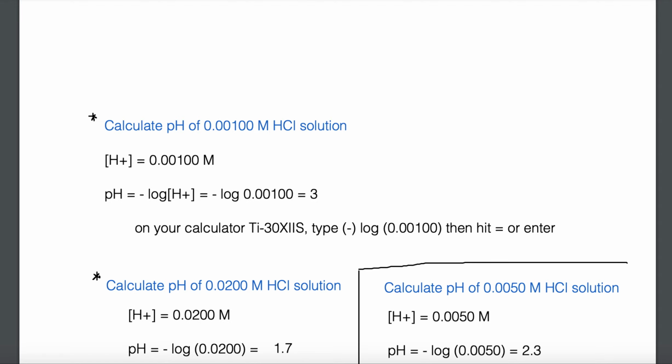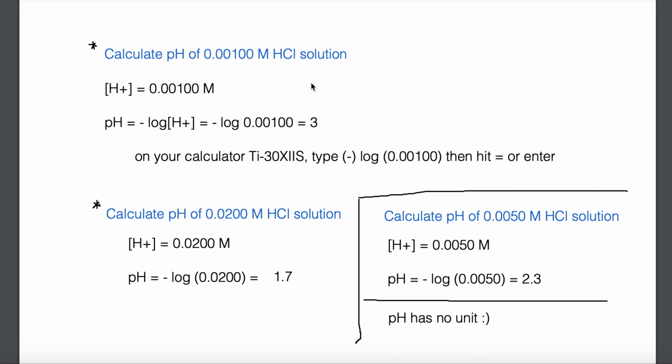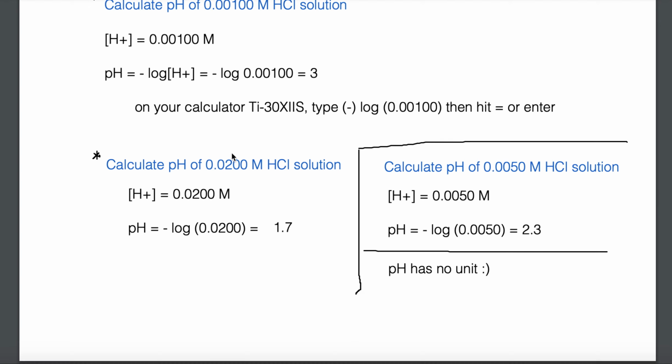Okay, a couple more calculations. pH, 0.00100 molarity HCl. Again, take the minus log. We got 3. Okay, I think we've seen that before. 0.02 M HCl solution. Again, H plus is the same. Take the minus log. We got 1.7. 0.005. Okay, we got 2.3. And again, pH has no units.